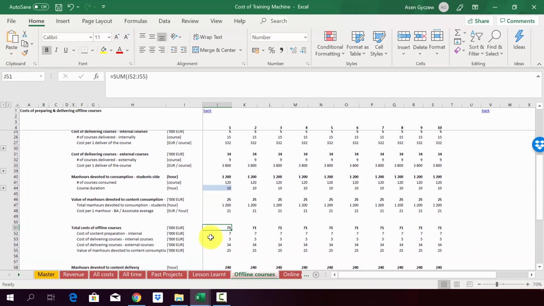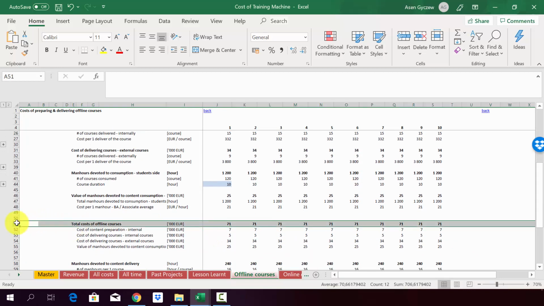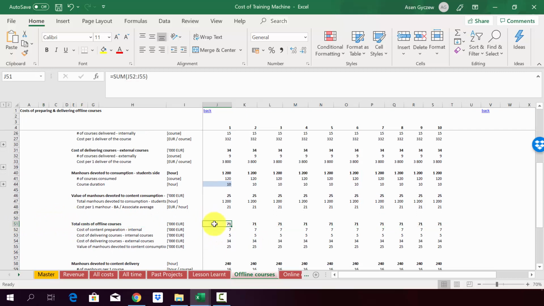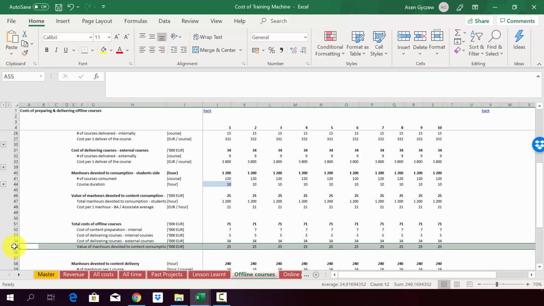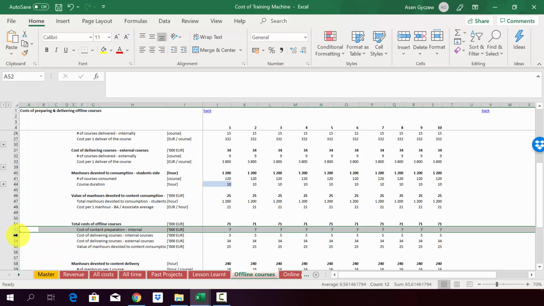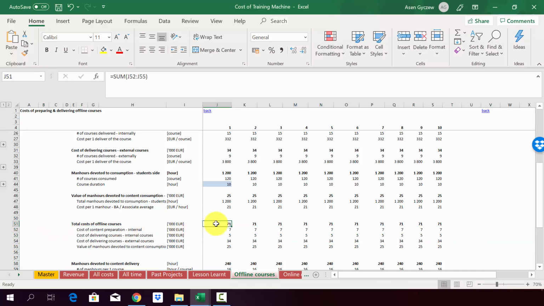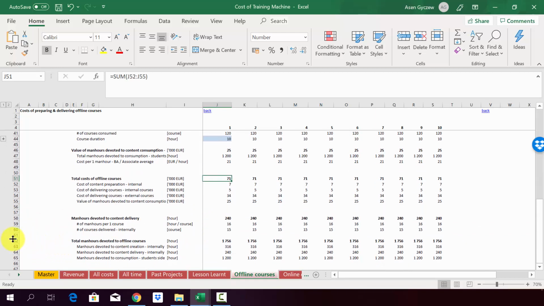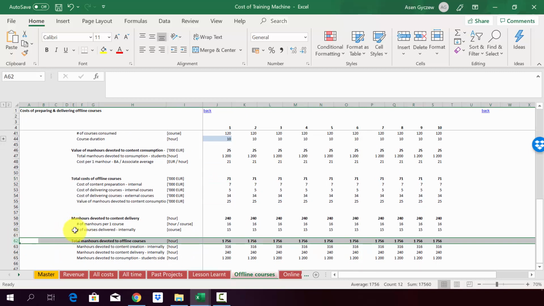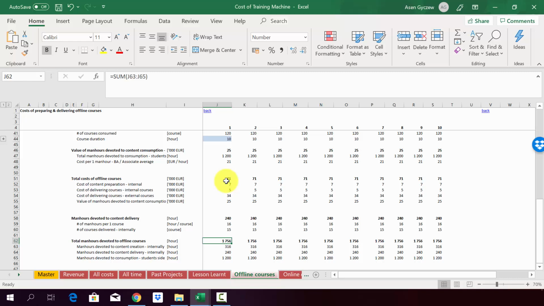So this brings us to the total amount of costs. It would cost 71,000, and the biggest cost is obviously the cost of delivering courses by an external coach trainer, then the value of man-hours devoted to content consumption on the student side, and obviously content preparation and content delivery when it comes to internal courses. We did exactly the same thing when it comes to man-hours, so we have summarized them here as well. So in row 62, we have the total man-hours devoted to offline courses, and you can have a look at that as well. So let's move on and see how online courses can be modeled.